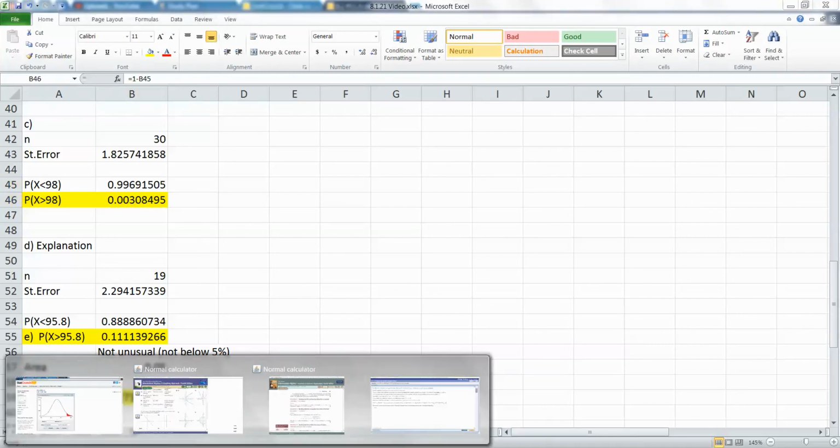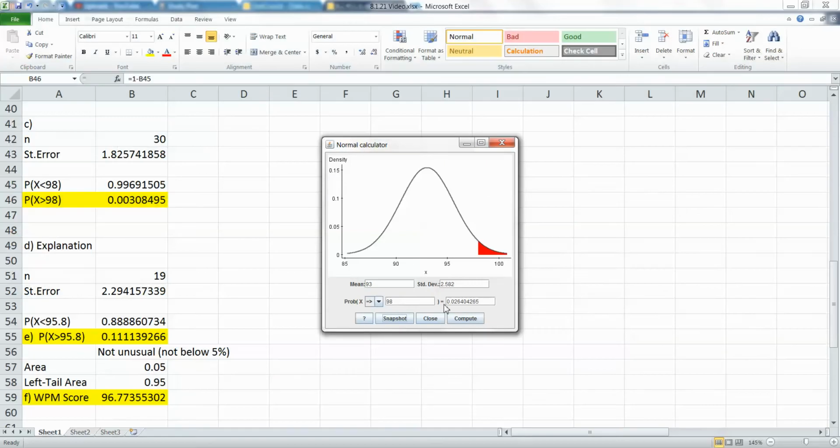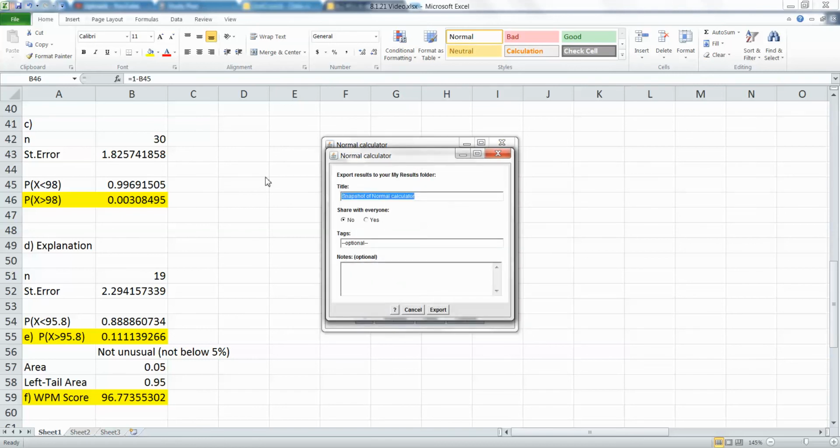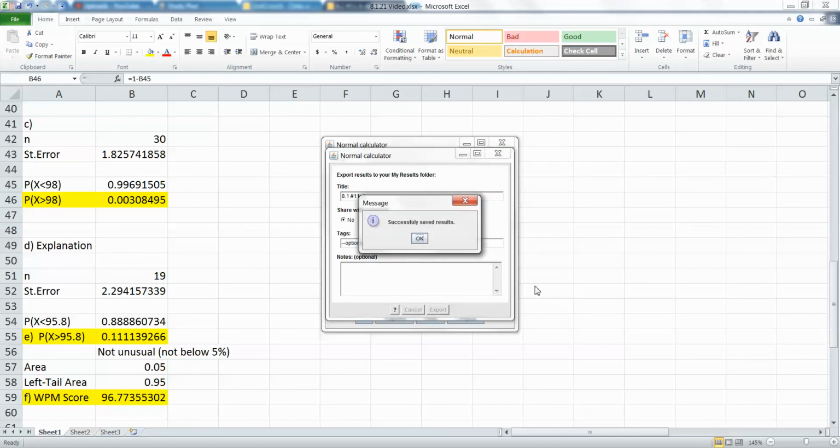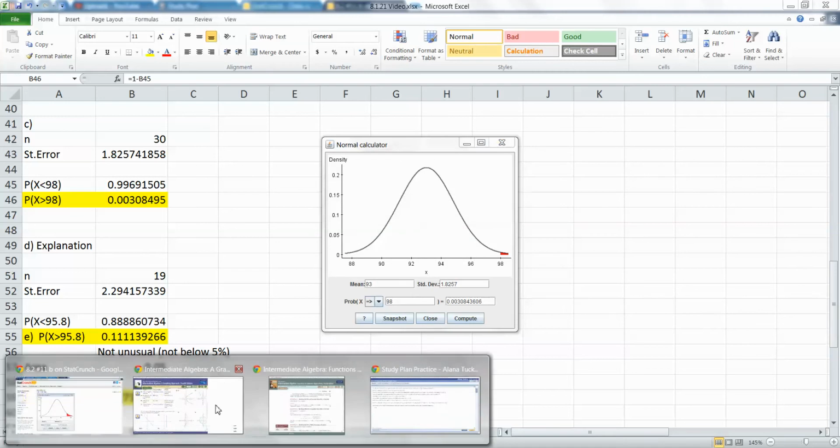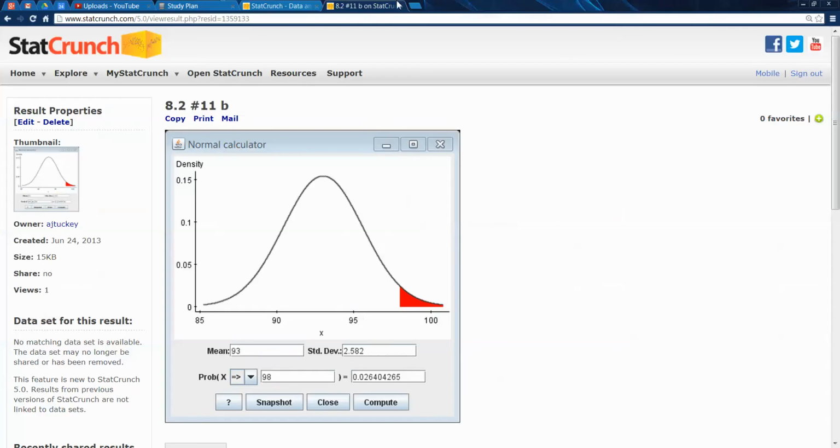So let me go, I can just pull up the Java cup here. So then I want 98, but I want to change the standard deviation to 1.8257. Compute. And you can see how teeny tiny it is, and it's 0.003 according to this. So I'll take a snapshot. 8.1, number 11C, this part is. Export. And it says it saved it, so let me go find my results.